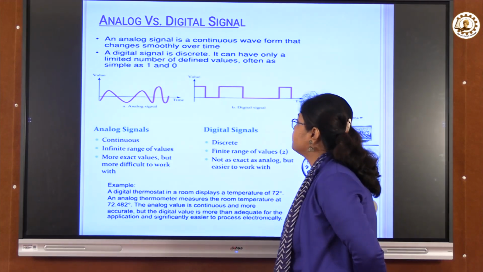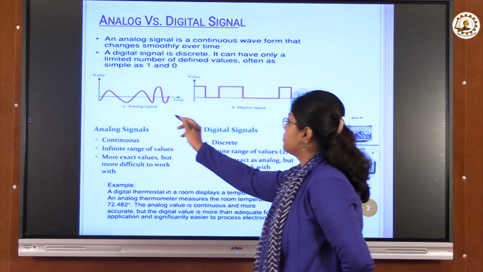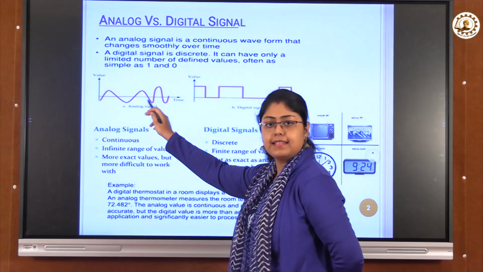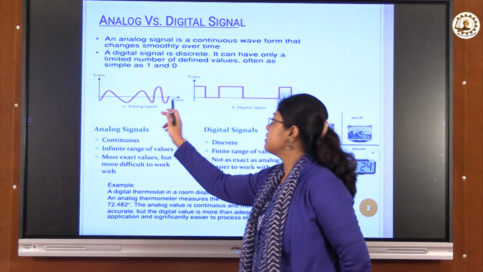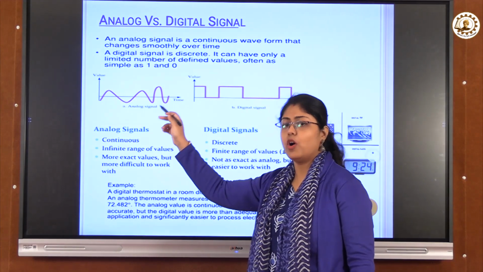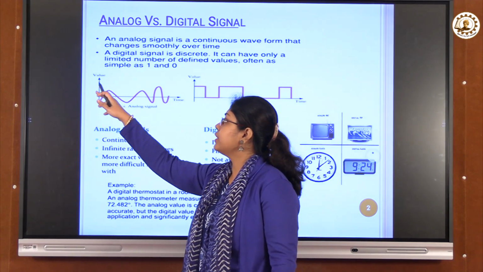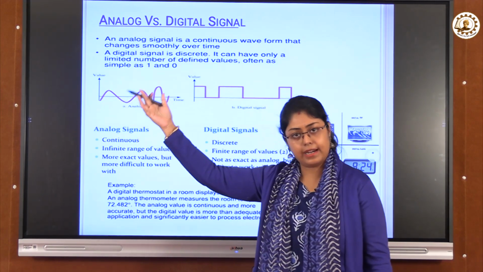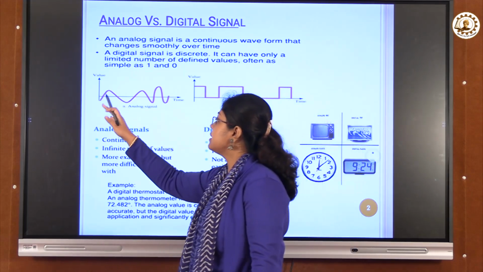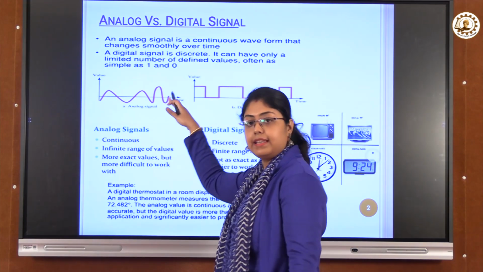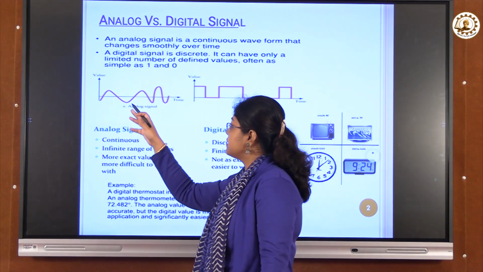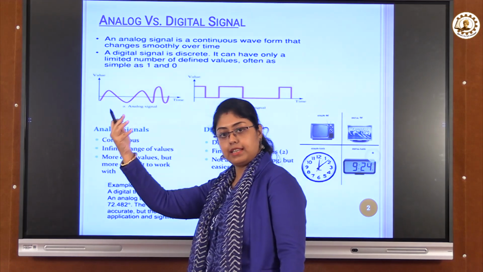Suppose this is the x-axis and this is the y-axis. So this is the independent parameter, time or distance, and here in the y-axis we have voltage or current. So this is one kind of signal. Now this signal is analog type or digital type.